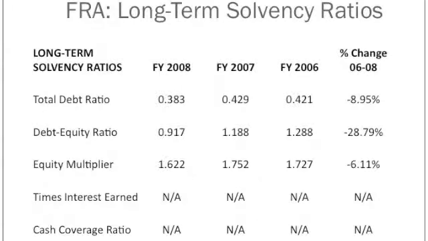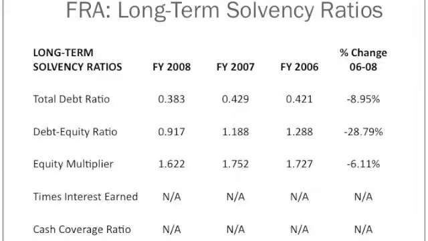When analyzing Apple's long-term solvency ratios, it is important to know that Apple has no long-term debt. Apple's total debt ratio has increased by 9% over the 3 years, a sign that they are paying off debt with cash from increased profits. Times interest earned and cash coverage ratio cannot be calculated, as they both use interest expense in the equation and Apple has none. This is because Apple does not have any long-term debt in its balance sheet.